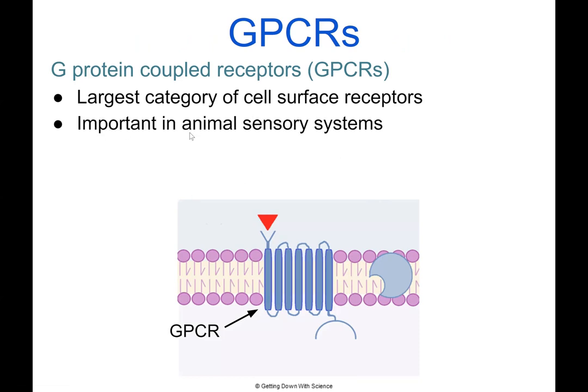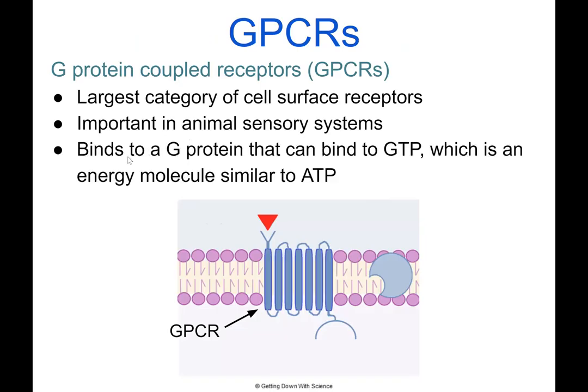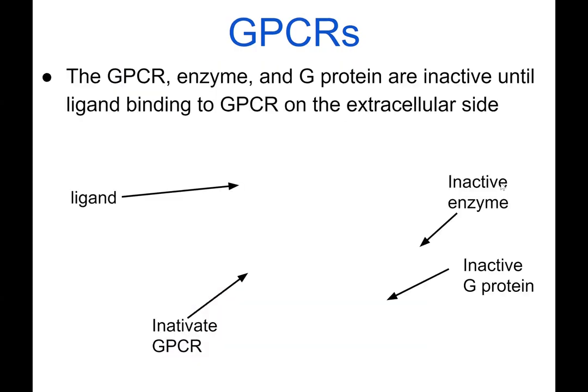And they're really important in terms of the sensory system. What happens is a G protein can bind to GTP, which is similar to ATP in terms of the energy aspect, except the key nucleic acid involved is different. If you think about when we talk about DNA, we talk about the ACTG. So ATP uses the A, GTP is going to use the G.